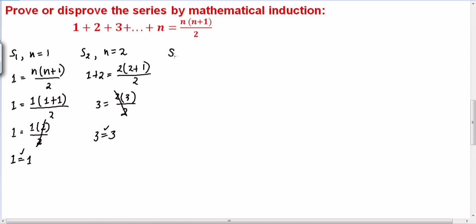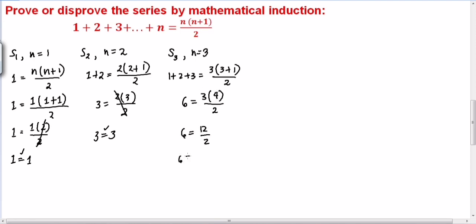Okay, the next one, so S of 3 with the use of n is equal to 3. So, pag sinabi natin S of 3, sum of the first 3 terms. So, 1 plus 2 plus 3. Tapos yung n dito, papalitan naman natin ng 3. So, that would be 3 times 3 plus 1 over 2. So, 1 plus 2 plus 3 is 6. And then 3 times 3 plus 1 is 4 over 2. So, 6, 3 times 4, that is 12. 12 over 2 is 6. So, equal siya dyan. Okay?